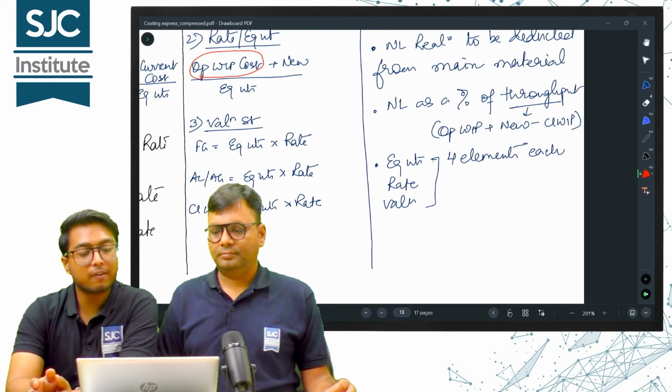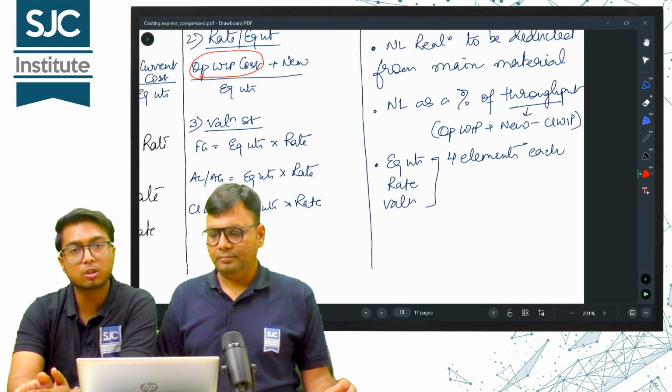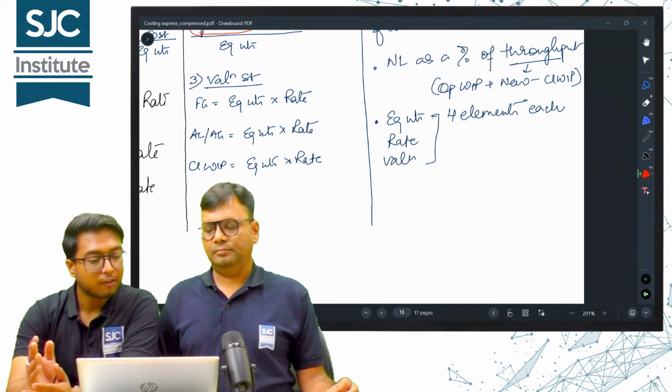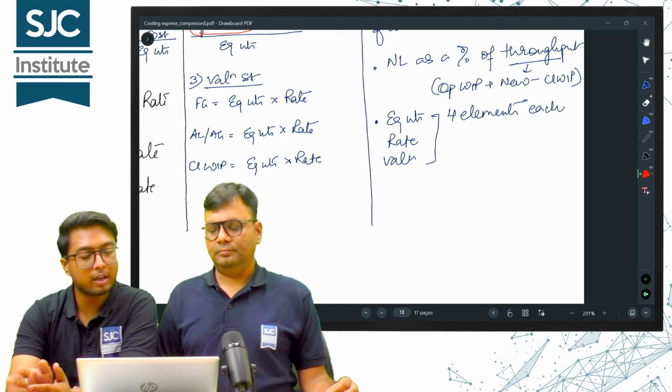Third, normal loss will be given as a percentage of throughput. That means opening work in progress plus new minus closing work in progress. And last, finished goods, abnormal loss, abnormal gain or closing work in progress. How we will calculate equivalent units into rate per unit.